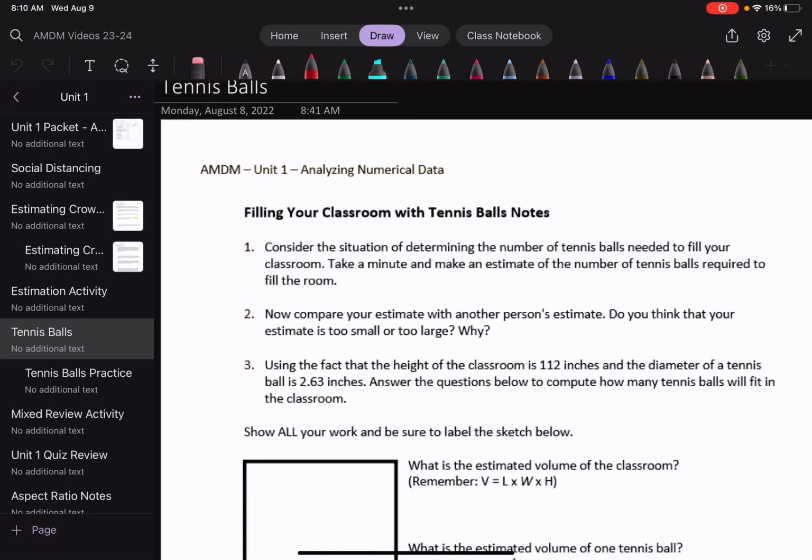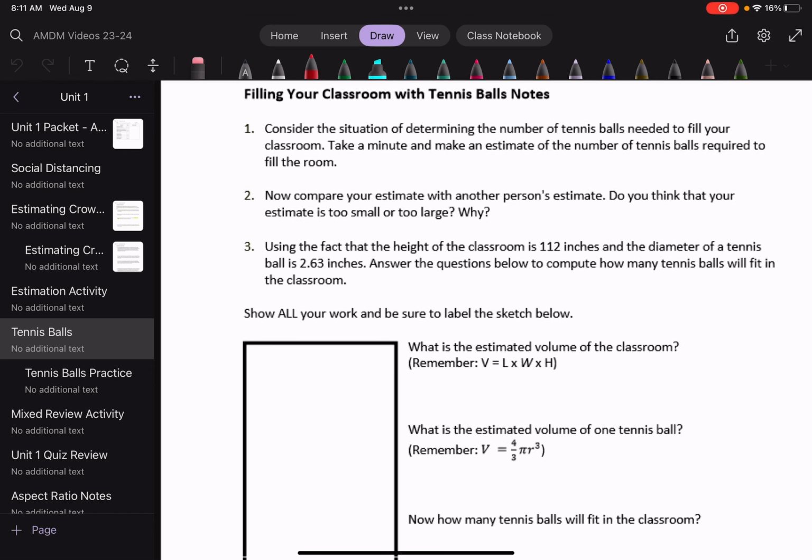So at this point, you would compare your estimate with other people, and then you got to decide, is this too large, too small? I've had estimates of 50,000. I've had estimates of 100,000 tennis balls, but I've also had the estimate of like 500 tennis balls. In order to have a more accurate estimate or a more accurate depiction of this, though, we can do this mathematically. So we're going to have some facts here.